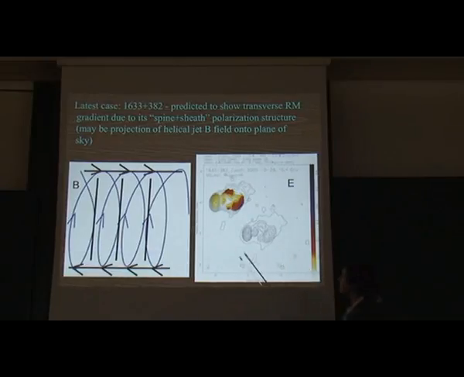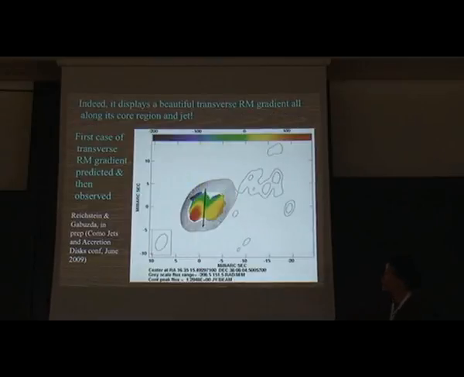Okay? So it's quite possible that this type of spine and sheath magnetic field structure could come about because of helical magnetic fields, and that's why we predicted that these sources should show these transverse rotation measure gradients. I have a PhD student who's just started working on this sample of objects, Andrea Reichstein, and it's very difficult to say exactly where this is going, but the first source that she looked at shows a beautiful transverse rotation measure gradient.